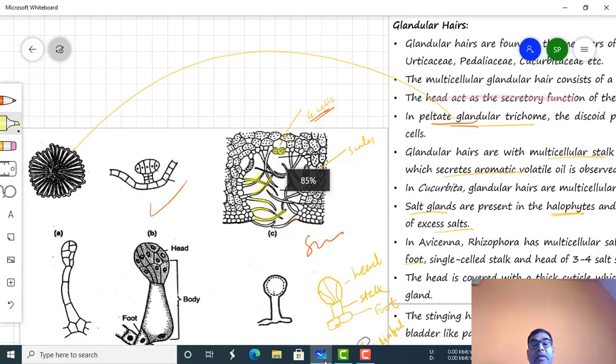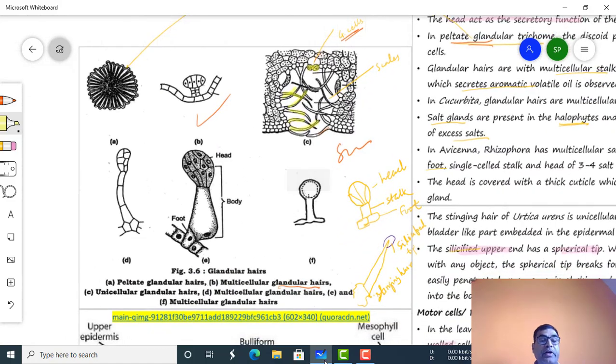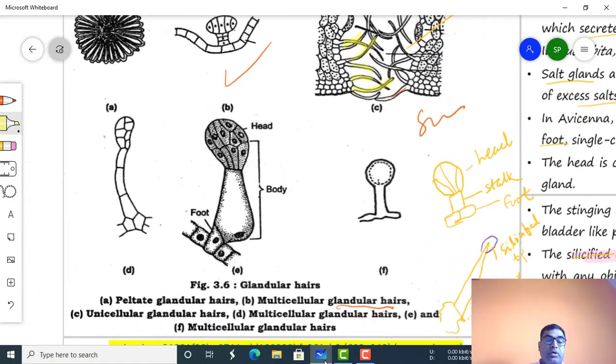Okay, these are the glandular hairs. These are the unicellular glandular hair. D, multicellular glandular hair, a multicellular structure and a structure of a gland. In multicellular glandular hairs, head region, body region and foot region are usually observed. This is again the glandular hair.